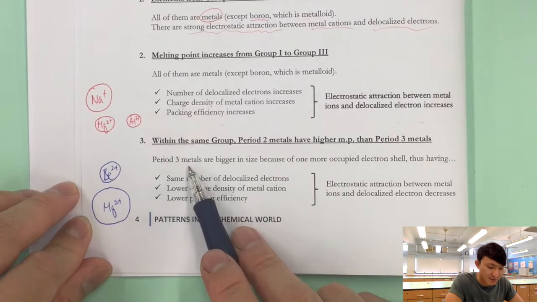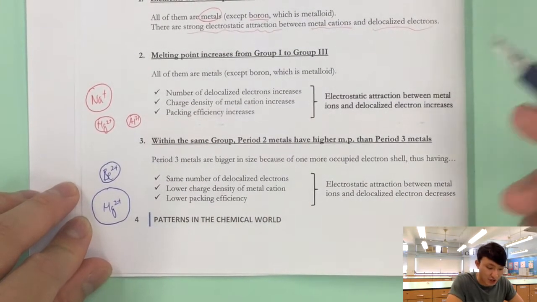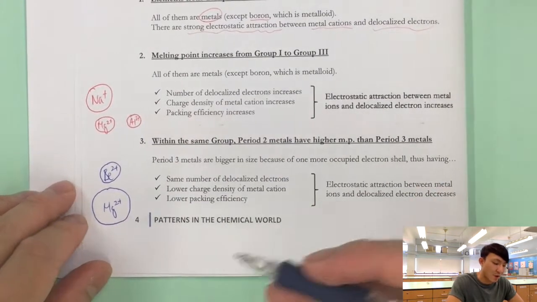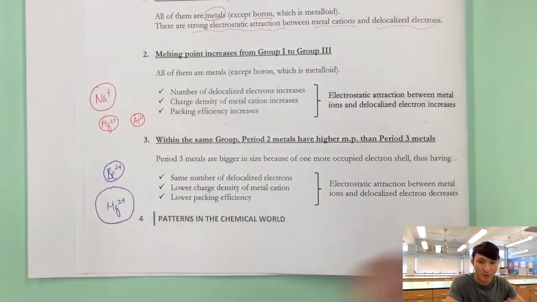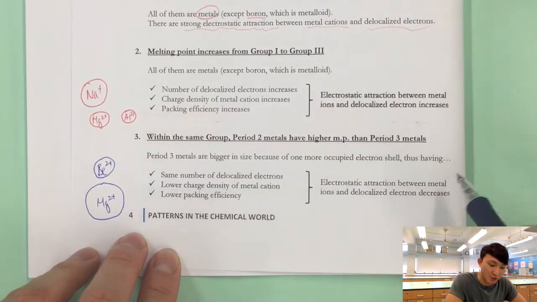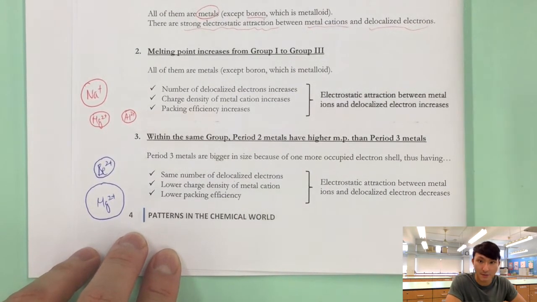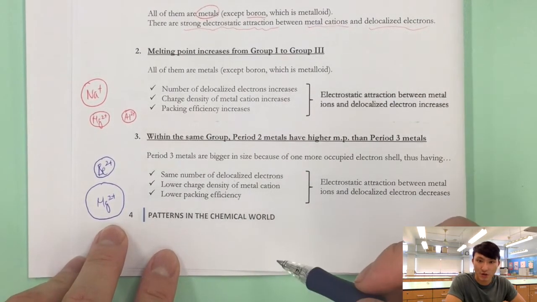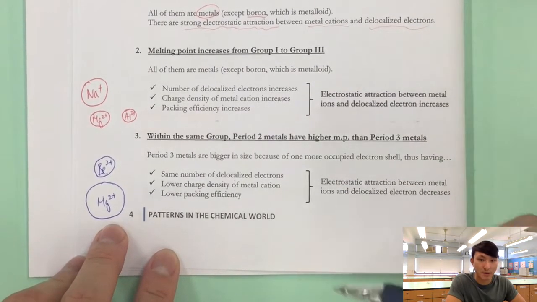Okay, so period 3 metals have lower charge density because they are bigger in size and they have the same charge. Therefore, it leads to a lower packing efficiency. When it is packed less closely, the distance between ions will be longer. At the end of the day, the electrostatic attraction between the metal ions and the delocalized electrons decreases. So with a weaker metallic bond between group 3 metal ions and the delocalized electrons, that accounts for the lower melting point.